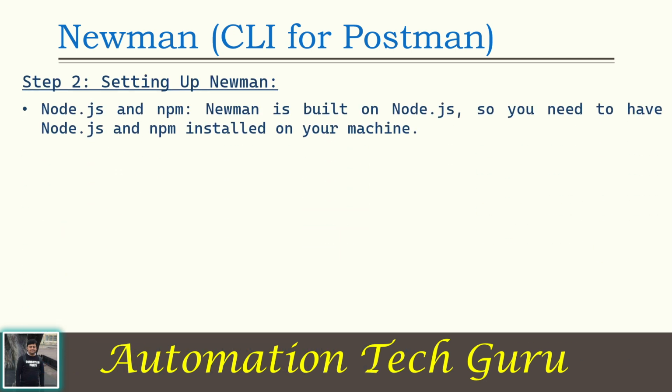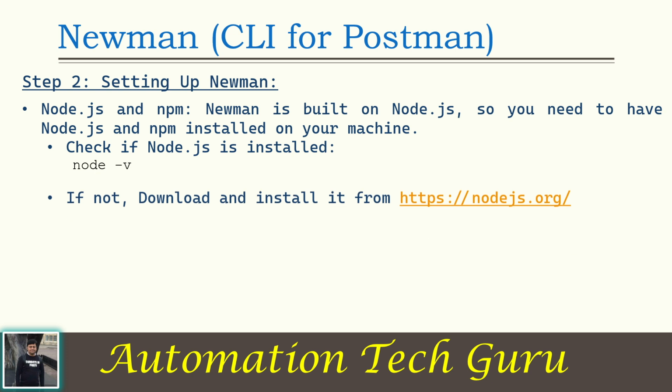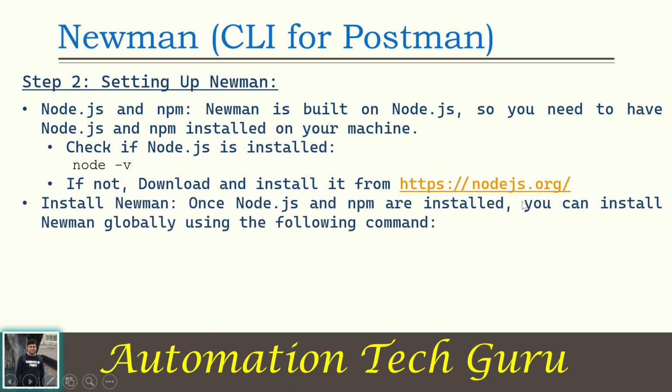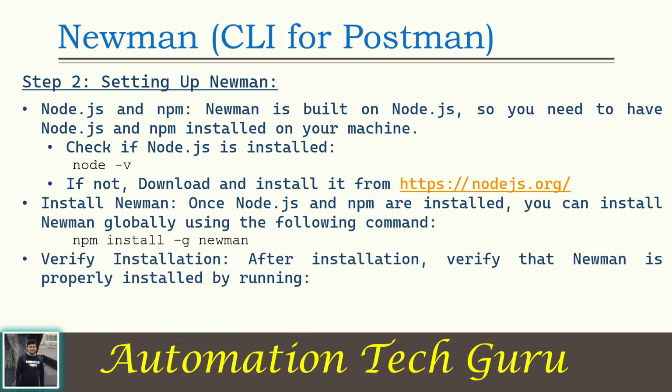So how can we set up Newman? For that you need to install Node.js and npm. Newman is built on Node.js, so you need to have Node.js and npm installed on your machine. Check if Node.js is installed. If not, download Node.js from nodejs.org. Install Newman: once Node.js and npm are installed, you can install Newman globally using the following command. Then verify the installation. After installation, you can run the command newman -v.